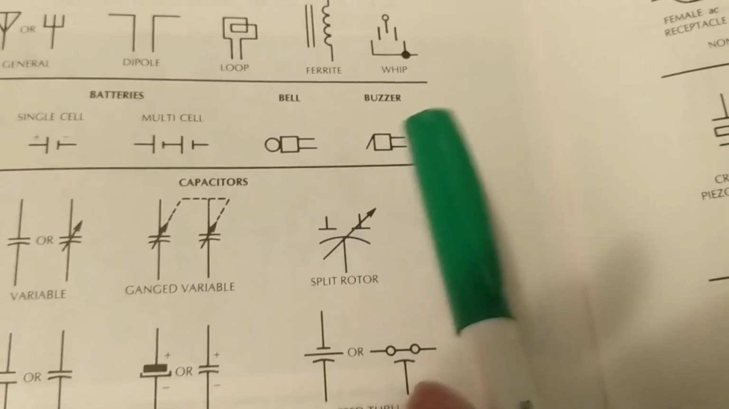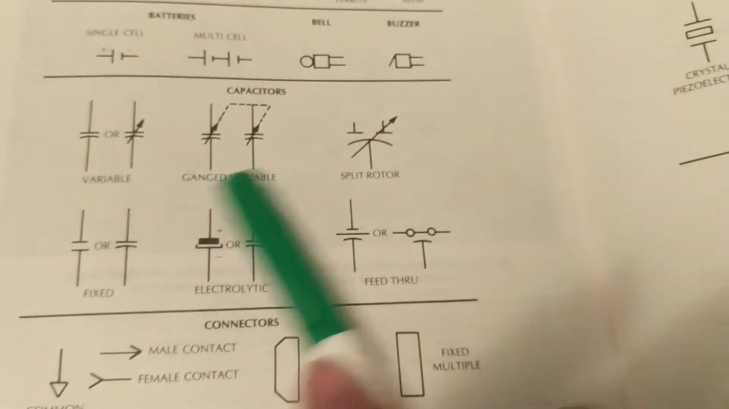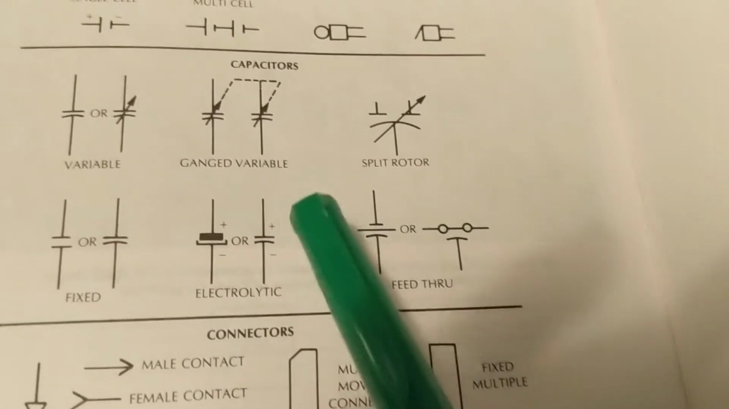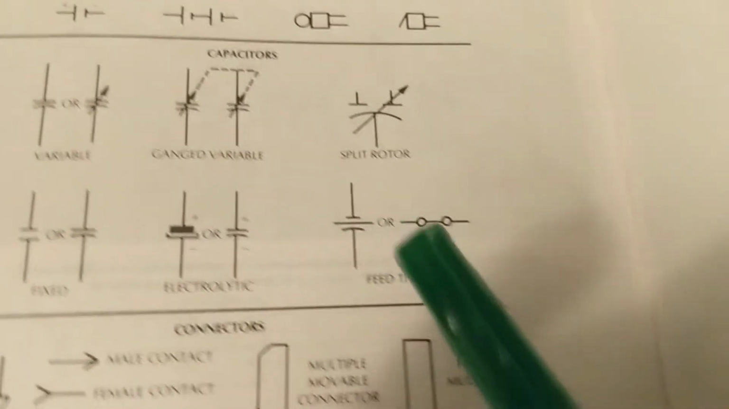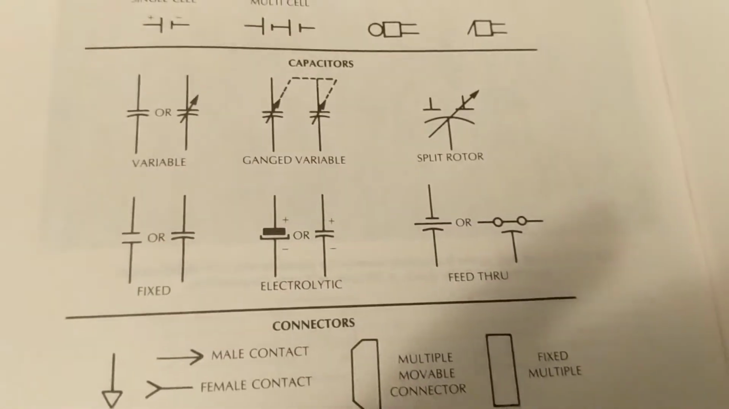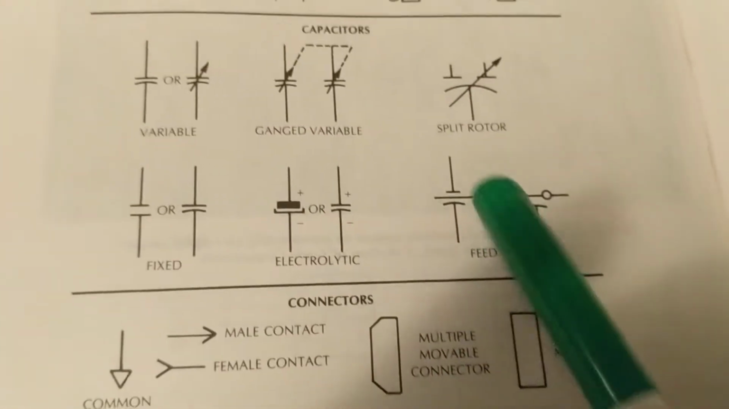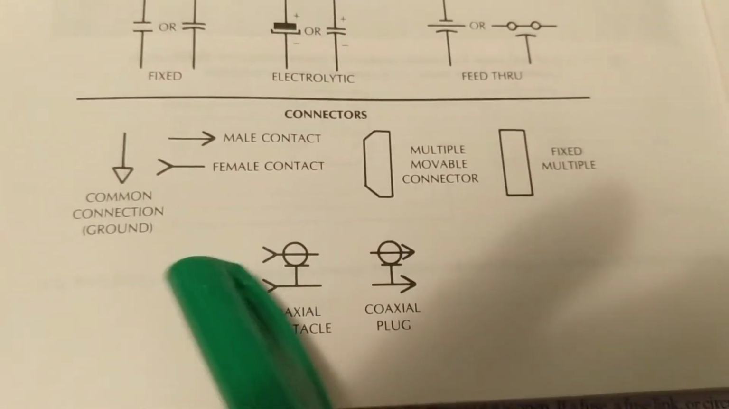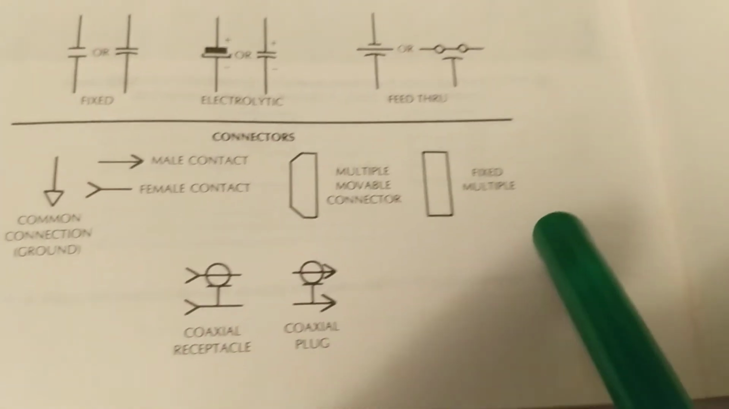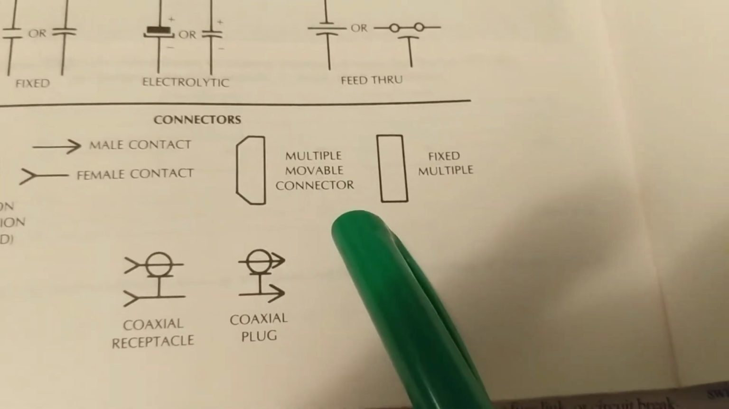Bells, not used that much. Buzzers, not used that much. Capacitors, not used that much, even though they are in timing circuits for your defroster, for the wiper blades. As timing circuits, they are part of a module, so you don't really have to be concerned about that. Ground, you have to be concerned with. Connectors, you have to be concerned with.